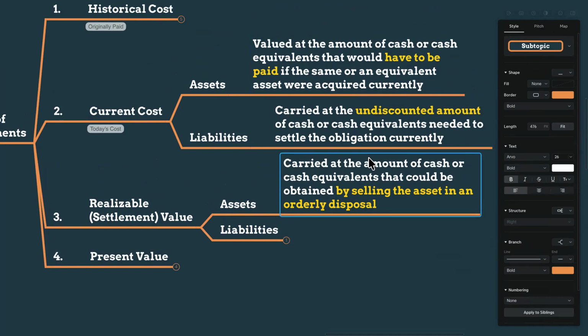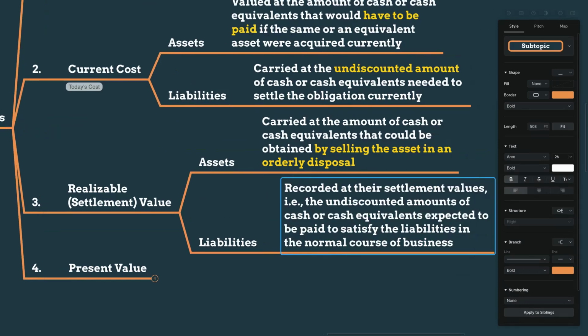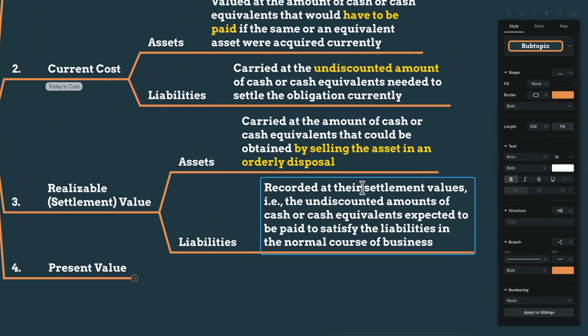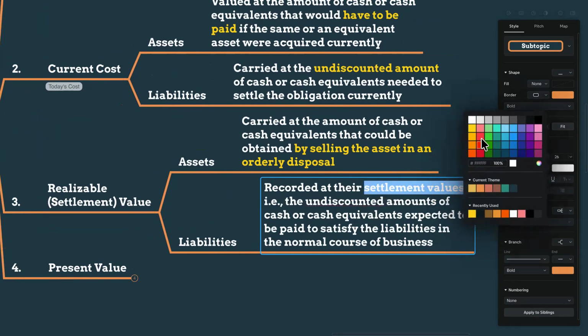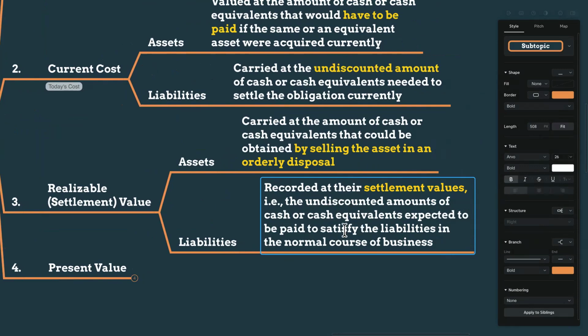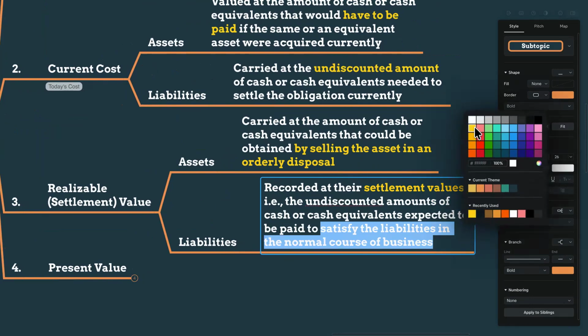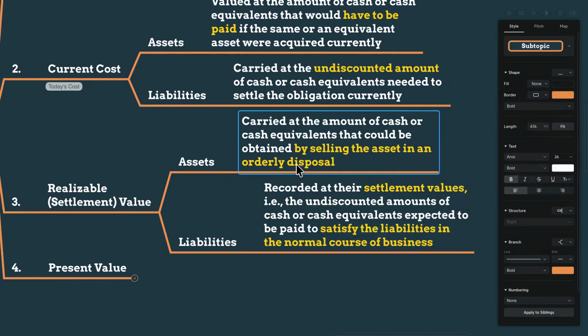Realizable means if I'm going to sell the asset in an orderly disposal, what is the amount of cash or cash equivalents I can get, that value I'm going to record. That is settlement value or the realizable value, right? So that is the assets category. And let's talk about the liabilities recorded at their settlement values. That is the undiscounted amounts of cash or cash equivalents expected to be paid to satisfy the liabilities in the normal course of business. Right? Let me give you the realizable settlement value example, my dears.